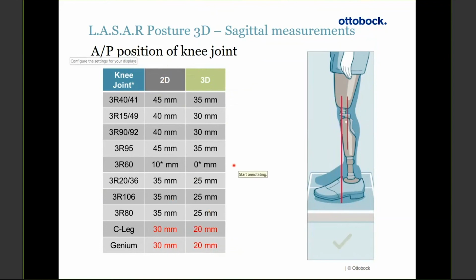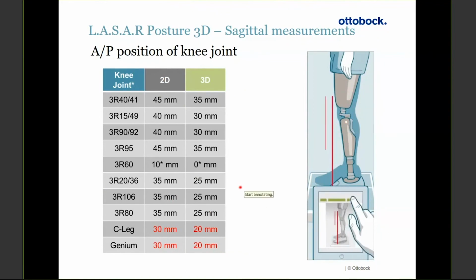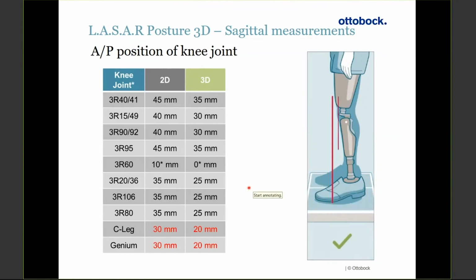So if you can't remember, there's a really cute little quick guide in there. You swipe the screen down, you select your knee joint, and it will actually display where the knee axis should be, and then the ground reaction force, so you can see how far away you are or how much you need to optimize that.